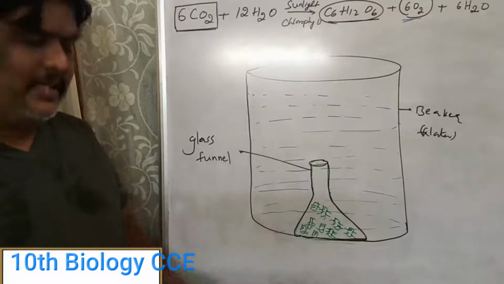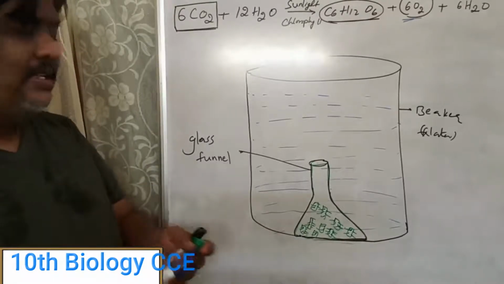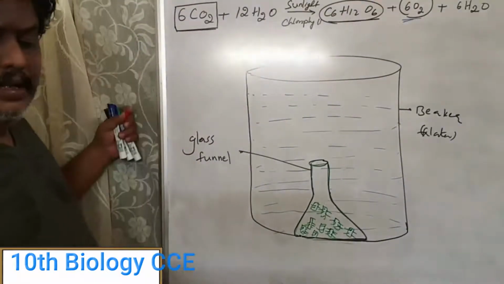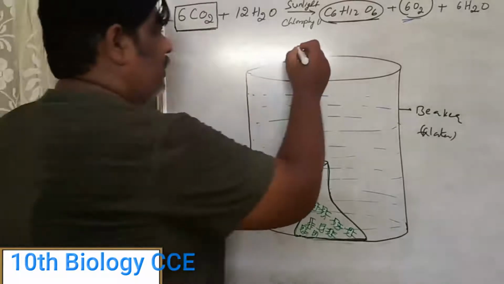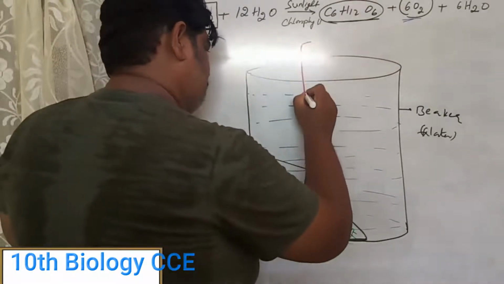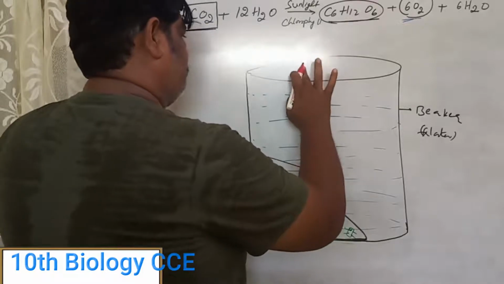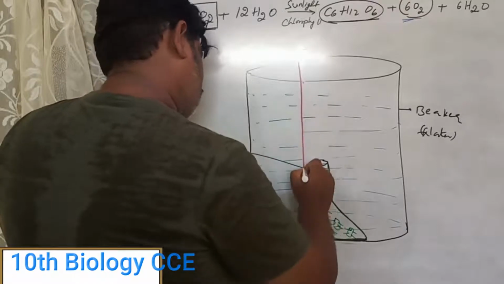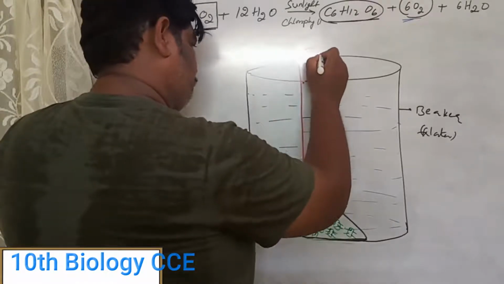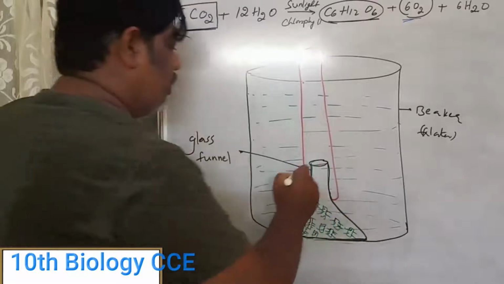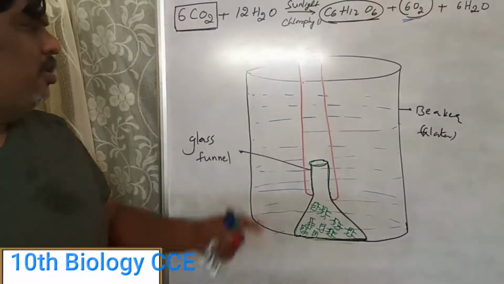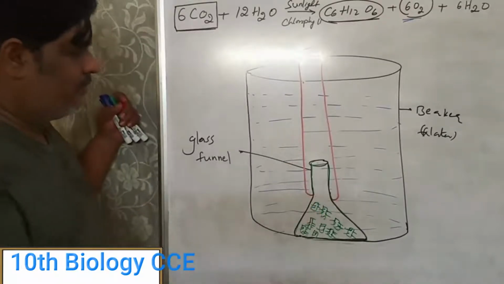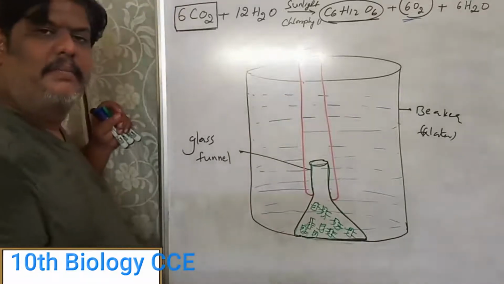After doing this setup, we'll take a test tube, and we will insert that test tube in the funnel. You'll place the test tube like this, so that it covers our funnel.